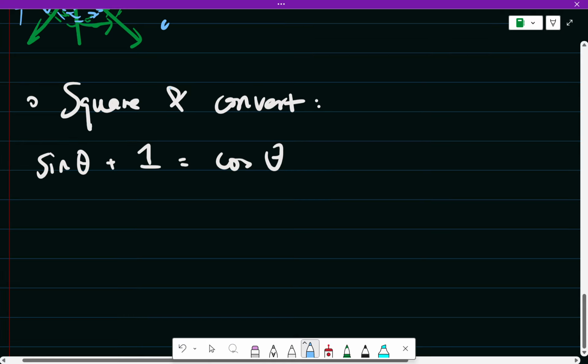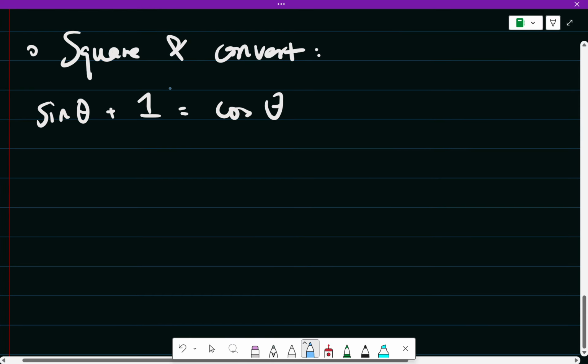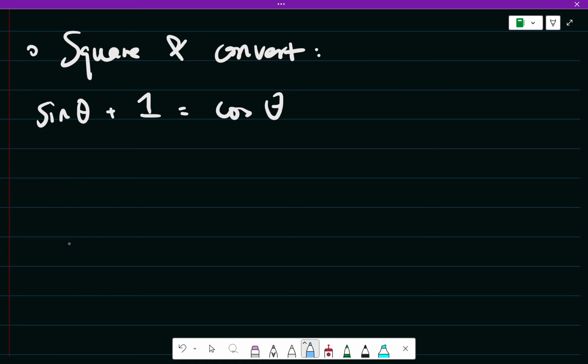The next method or type of question is square and then convert. So why do we want to square and convert? Because right now we only have sine plus 1 and cosine. And as I said previously, it is fairly difficult to deal with sine and cosine at the same time in the same equation. So we want to reduce them into one single trig function. So how do we do that? That definitely involves some applications of identities.